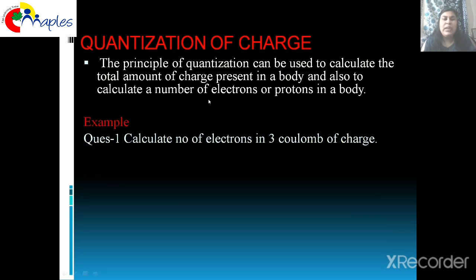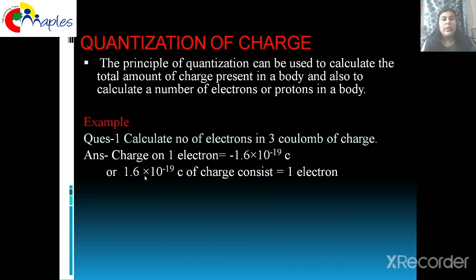So now we will take an example: calculate the number of electrons in 3 coulomb of charge. Like, a system has 3 coulomb of charge, so how many electrons are present on that system? How are we going to find it? We already know the charge on one electron equals 1.6 into 10 to the power minus 19 coulomb. I take a minus sign here because it is due to electrons.